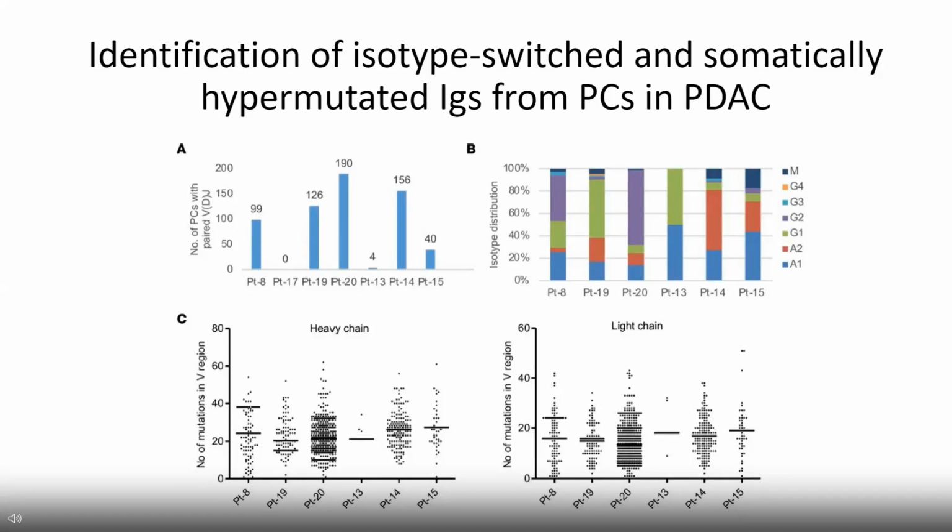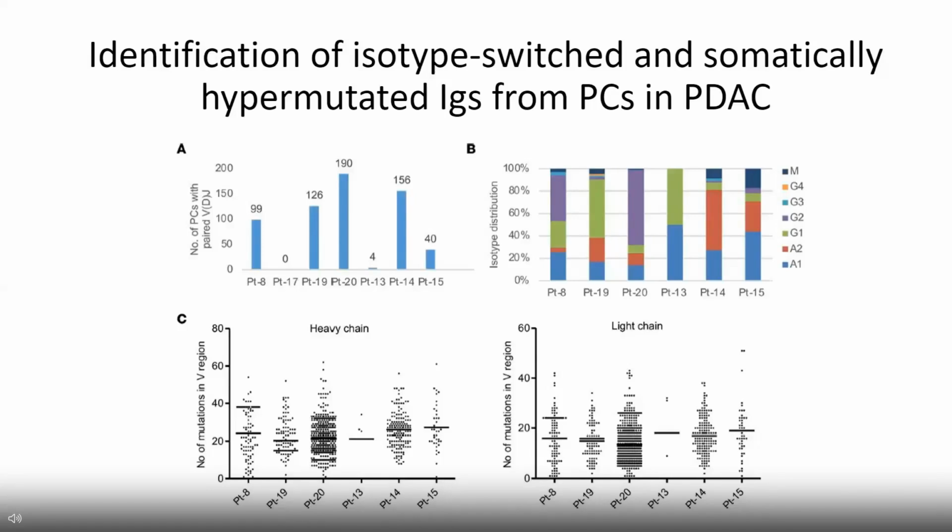And when we look at the isotype in each plasma cell, you can see only a small population, around 5 to 10%, express the original IgM isotype, and the majority has already switched to IgG or IgA, depending on the sample. For example, patients 8 and 19 or 20 are mostly dominated by the IgG subtype, while patients 14 and 15 are dominated by the IgA subtype.